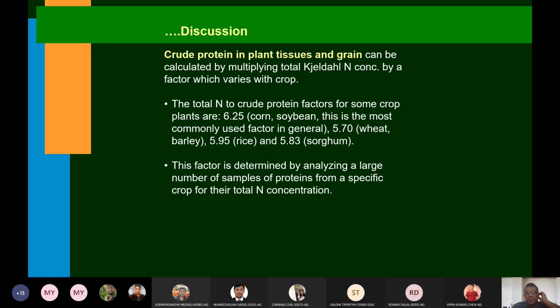But that may not be true for all crops or all organic material. For wheat, it is 5.7, for corn and soybean it is 6.25, and for rice it is 5.95. For sorghum, it is 5.83. So depending upon the nitrogen percentage in proteins of the plant material, this factor comes. What is the percentage of nitrogen in proteins?